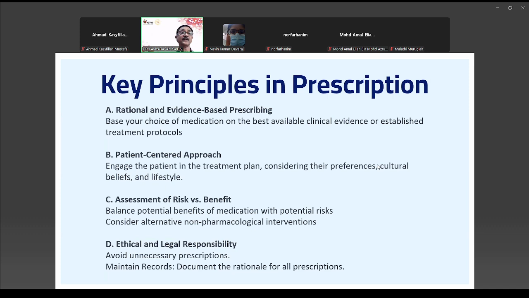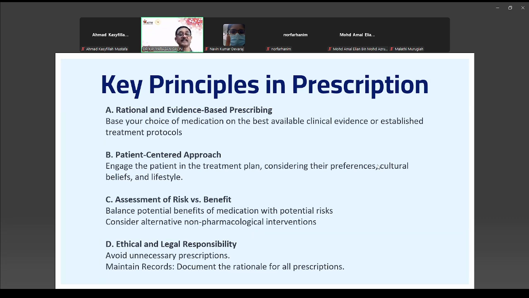Whenever you're going to prescribe medication for an elderly patient, for a child, for a pregnant lady or a lactating mother, you need to look into the benefit versus risk. Some of the medications may bring risk to the mother, especially in the first trimester, at least in the first few weeks of conception. So you need to look into that and prescribe.